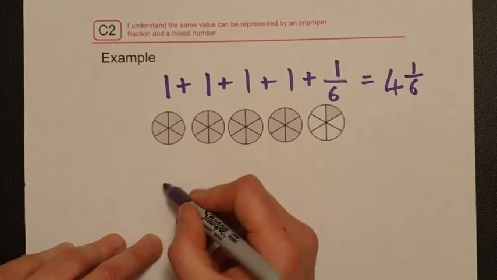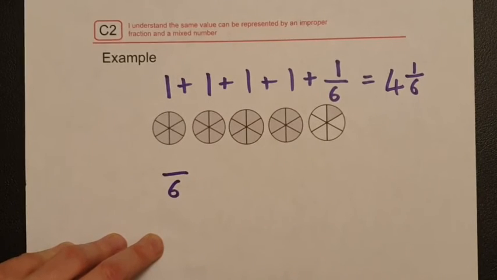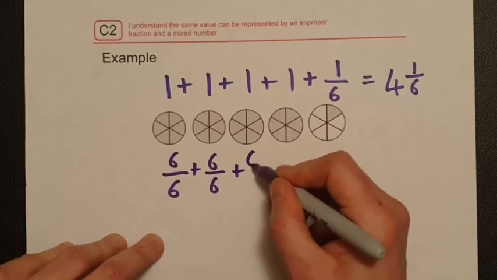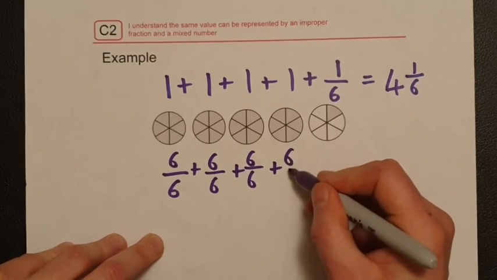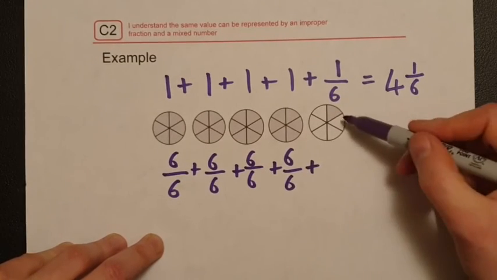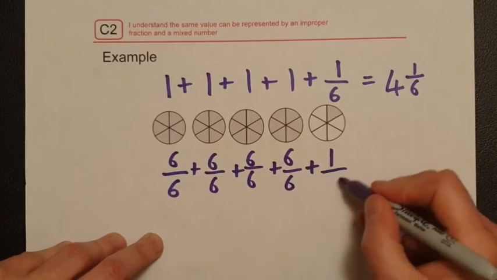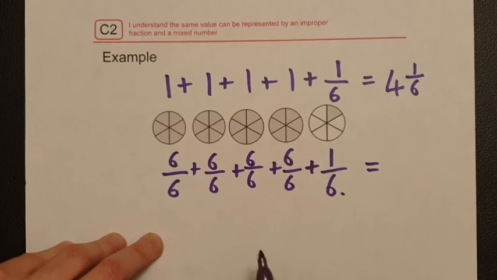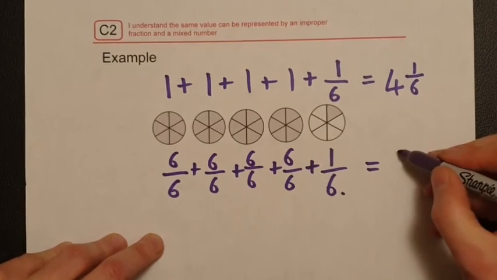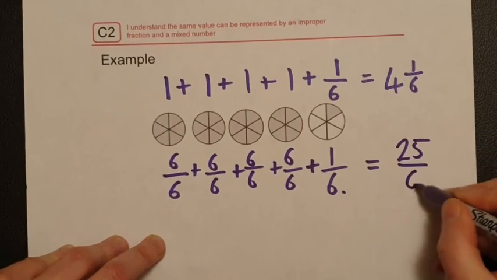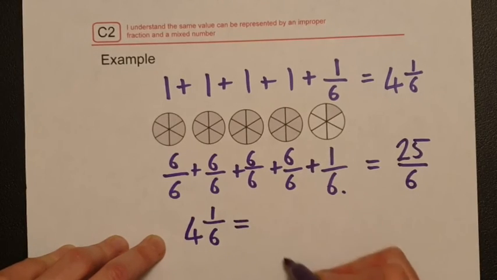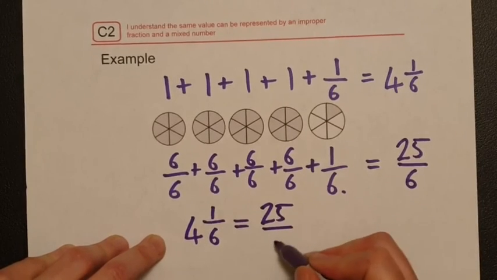Down here, this pie is cut into 6, so 6 is the denominator. 6 are shaded. Each of these is the same. And then finally 1 out of 6 is shaded. So we've got 4 lots of 6, which is 24, plus 1 is 25 sixths. So 4 and 1/6 is the same as 25 sixths.